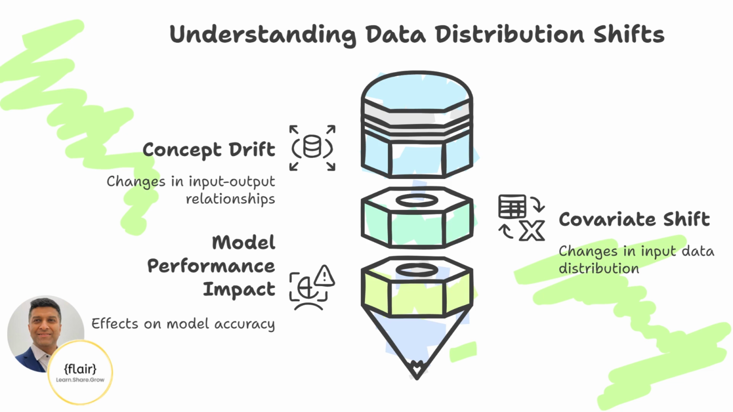First up, we have concept drift. This is when the relationship between inputs and outputs changes. In simpler terms, it's when the way your features relate to the target variable is no longer consistent. For example, imagine predicting stock prices. Past patterns might no longer hold true due to unforeseen economic events, and your model starts giving less accurate predictions.